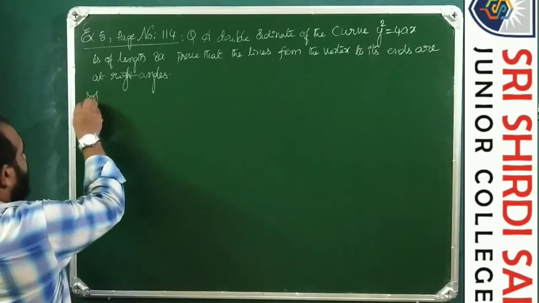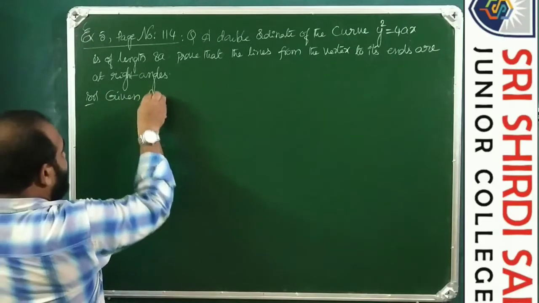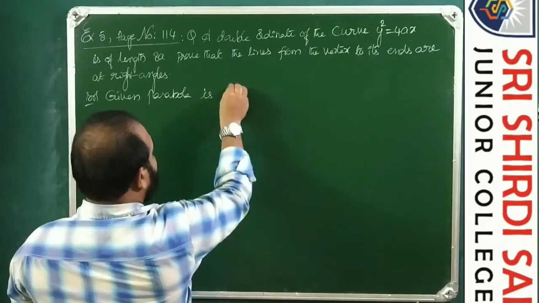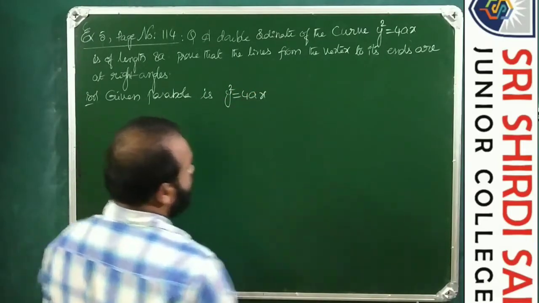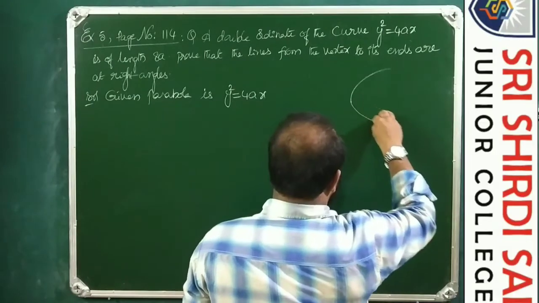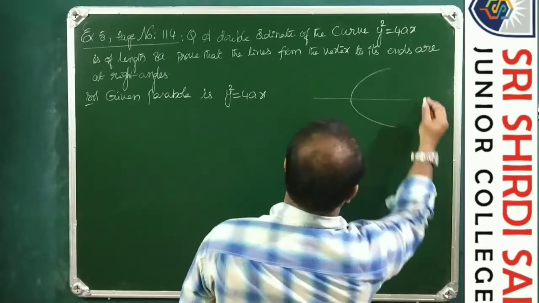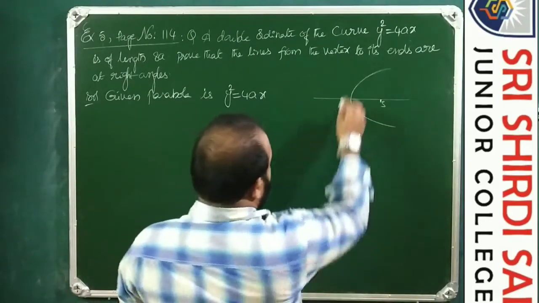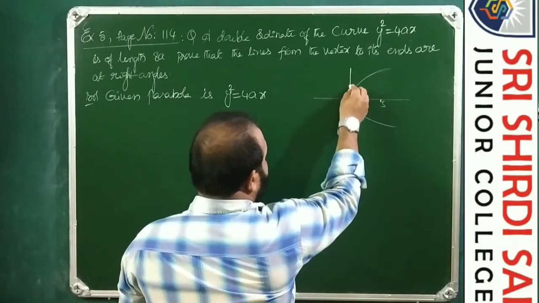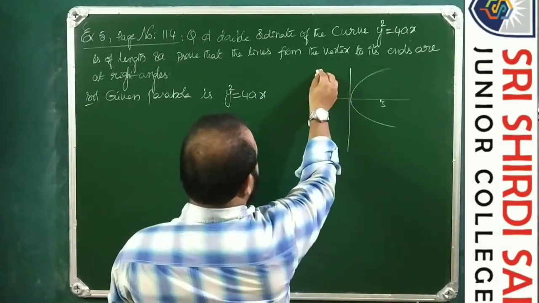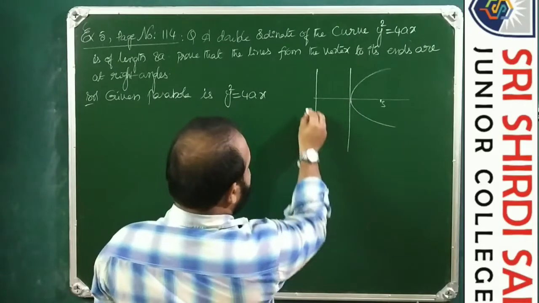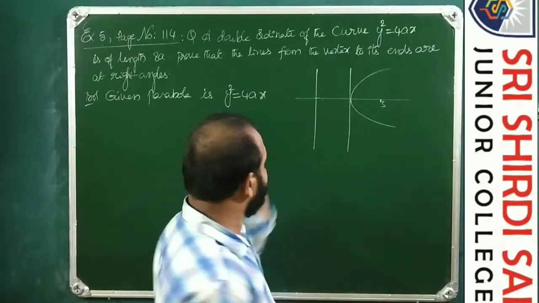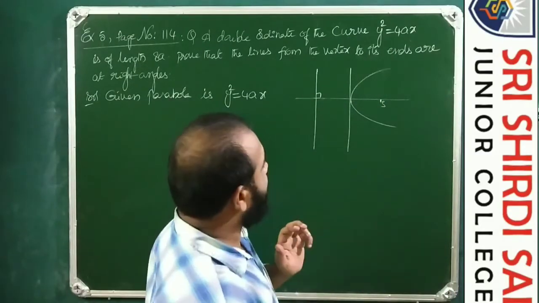So given parabola is y square equals 4ax. Let us suppose that this is our parabola and this is our axis, principal axis. Here is the focus and this is our tangent at the vertex and this is our directrix. A directrix is the line which is perpendicular to the principal axis. This is our directrix. And what is double ordinate?